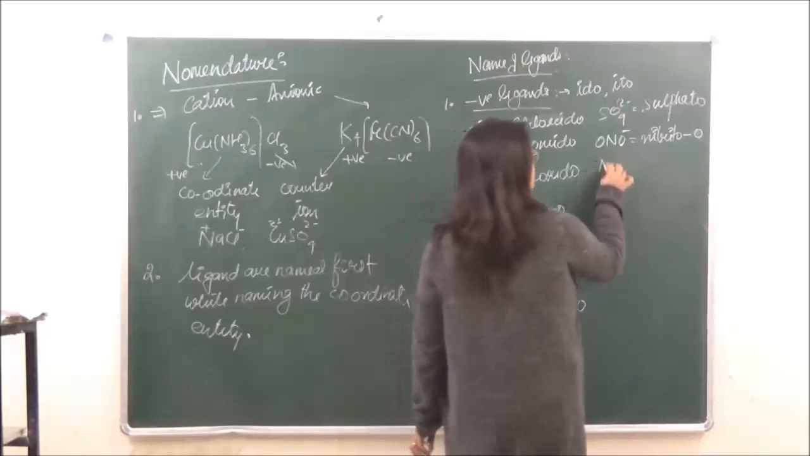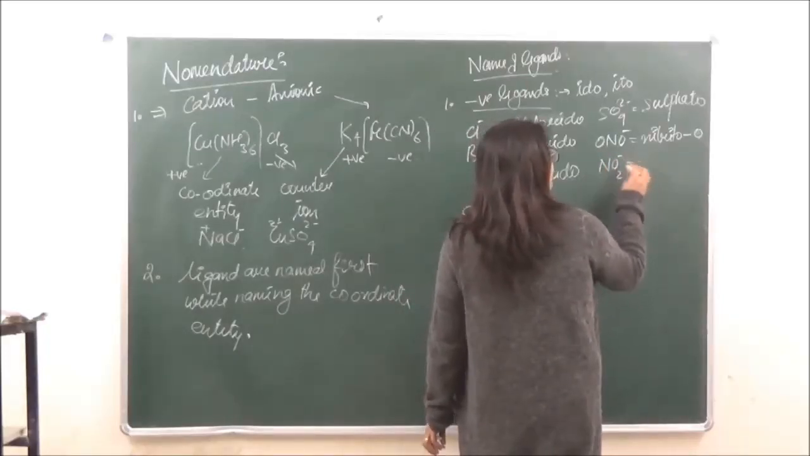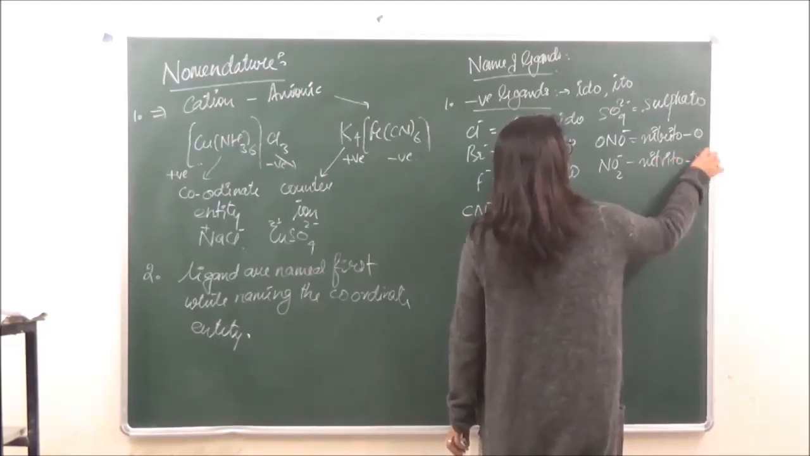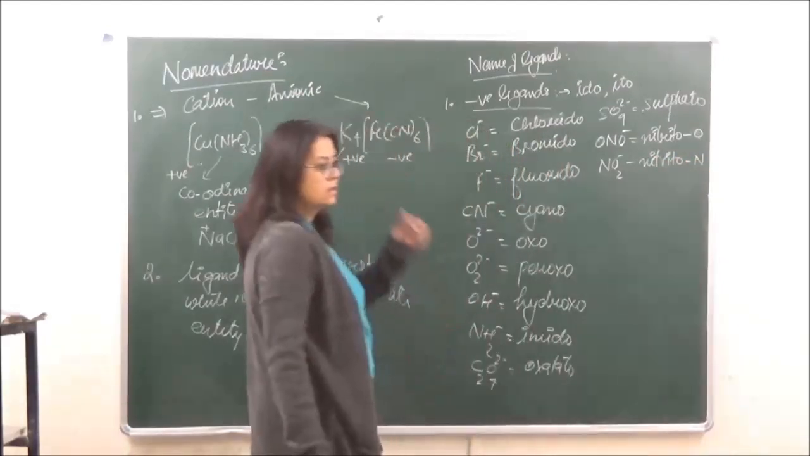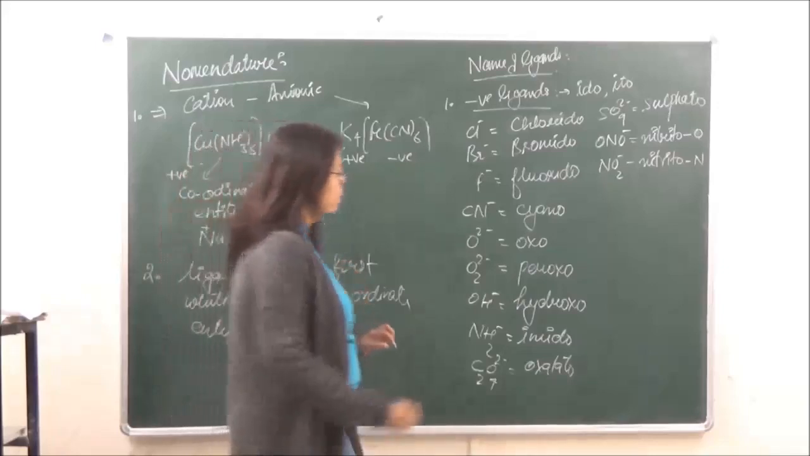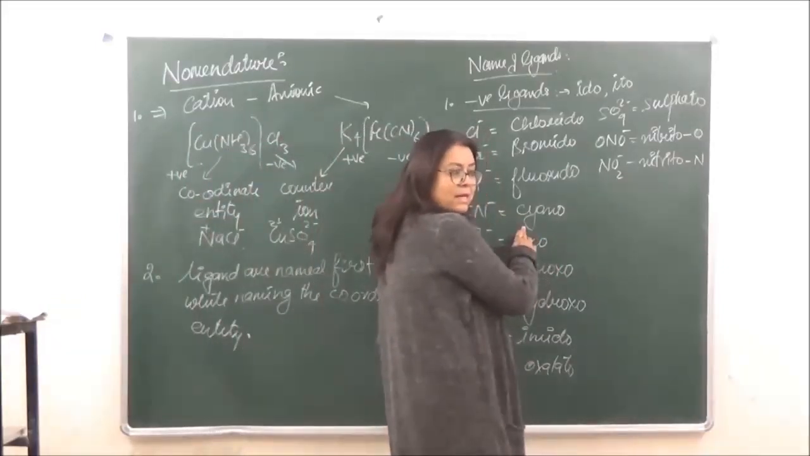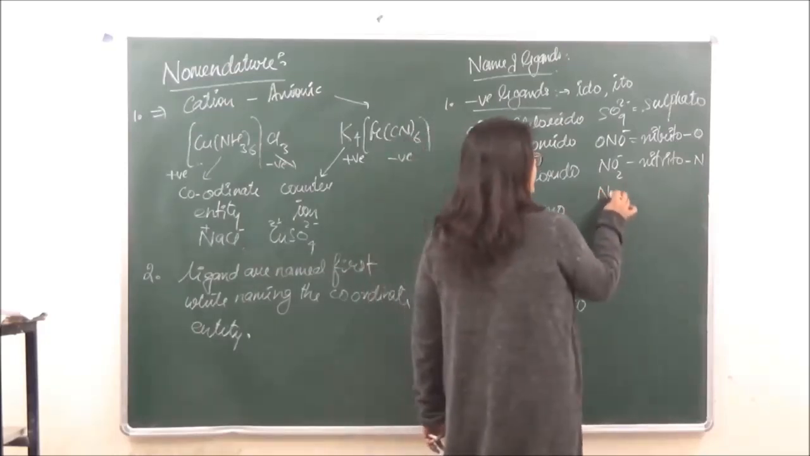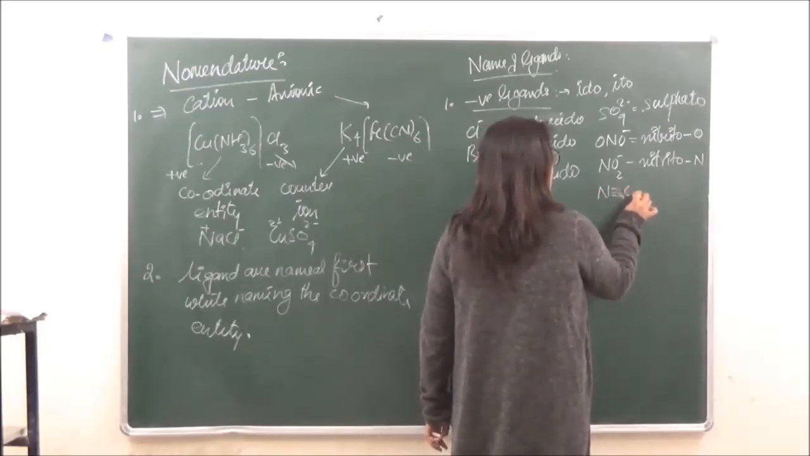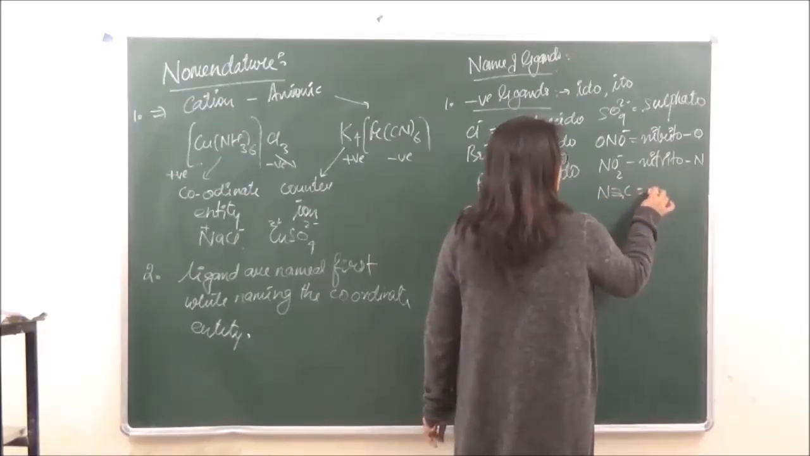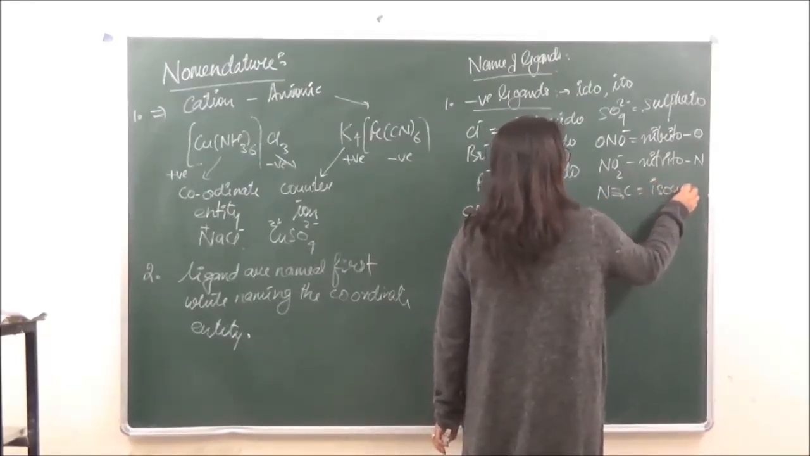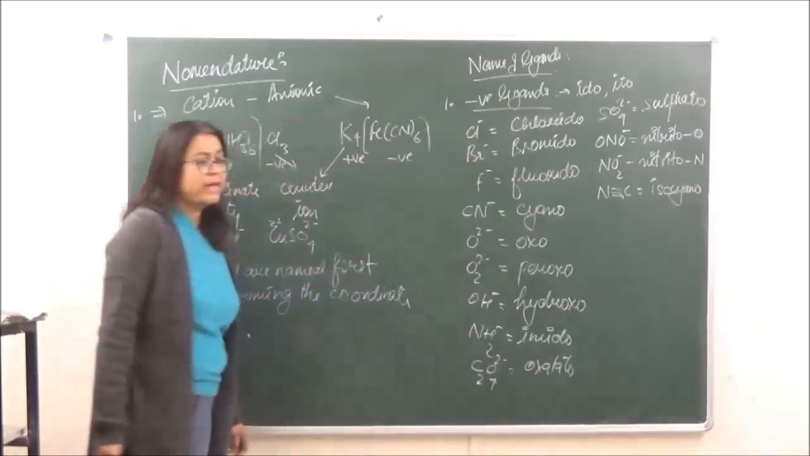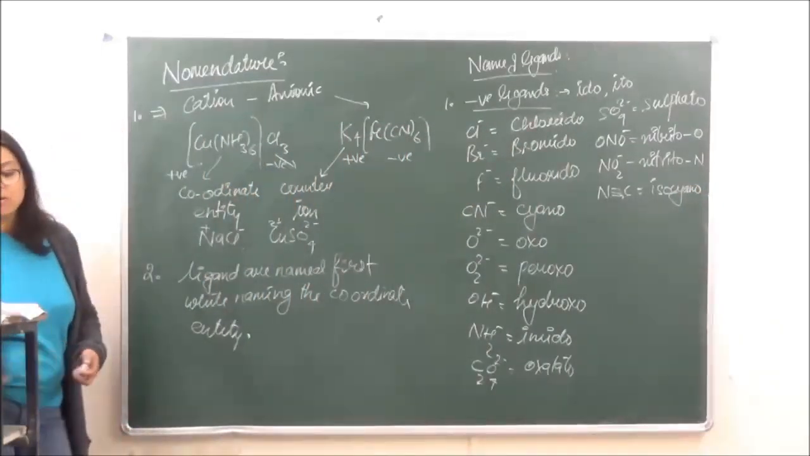And if the same is written as NO2 negative, then this is known as nitrito-N. Okay? Similarly, you had done this cyano as well. This is if it is linked through carbon. If this is linked through nitrogen over here, then this is known as what? Isocyano. Okay, so this is how the ambidentate ligands are going to be named.